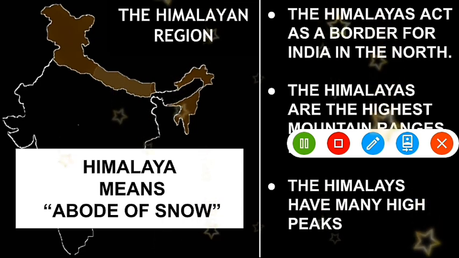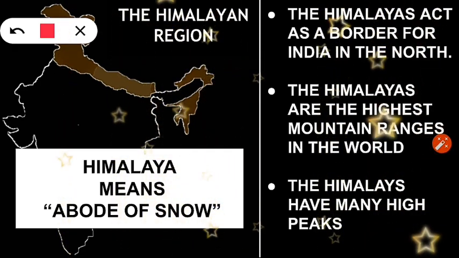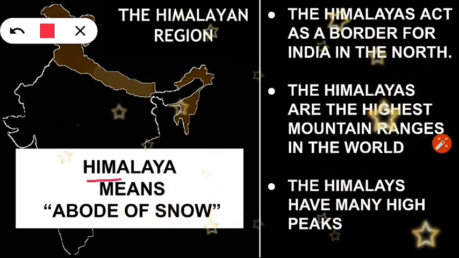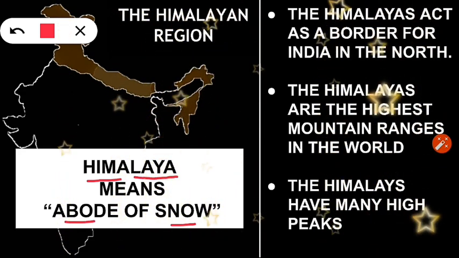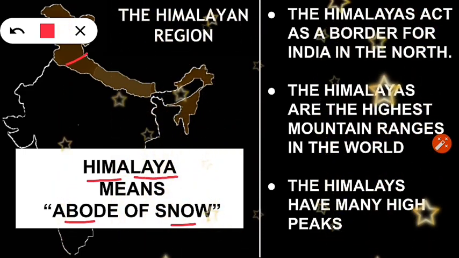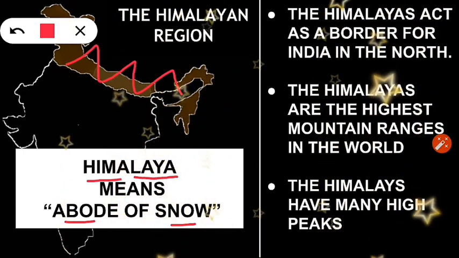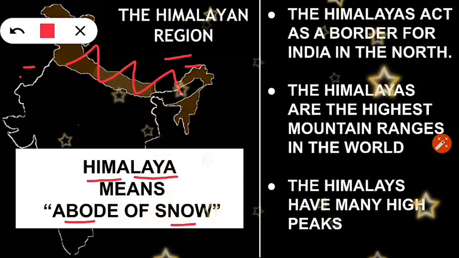The Himalayan region. The term Himalaya has been derived from 2 words, that is Him and Alaya. Him means snow and Alaya means abode. Thus, Himalaya means abode of snow. Himalaya acts as a border for India in the north from the other foreign countries or the neighboring countries.